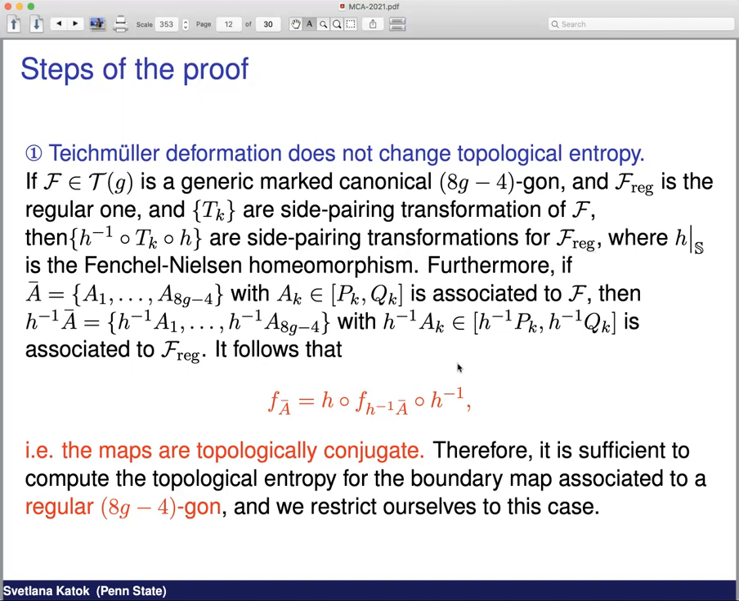Okay, so everything goes to the regular polygon. It's topologically conjugate. So in order to compute the topological entropy, you only need to look at the regular one. Okay, so for topological entropy, it certainly is true. As you will see later, for measure-theoretical, this is certainly not true, because this H does something horrible to the measure. Okay, but for topological entropy, it is good.